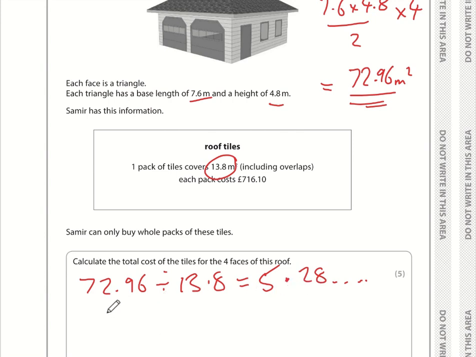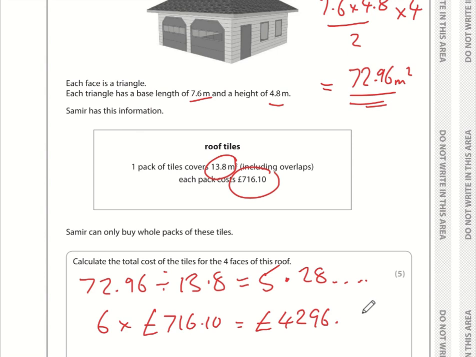So if we're buying 6 packs, that's going to be 6 lots of the cost of one pack, which is £716.10. And that comes to a total of £4,296.60.